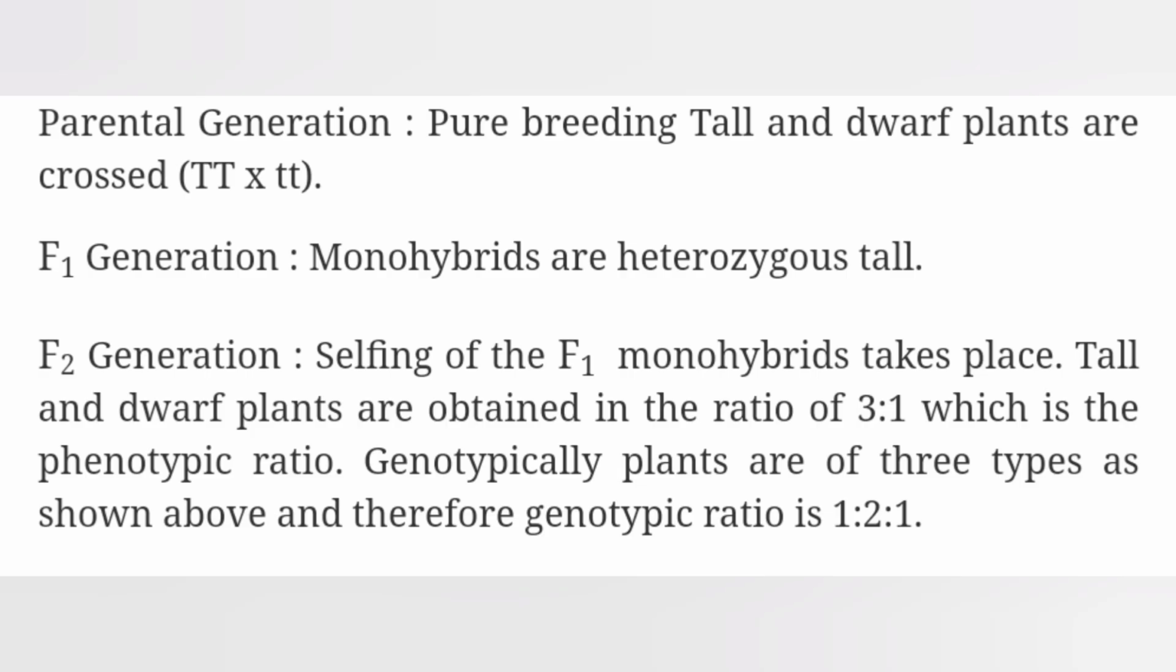Parental generation: pure breeding tall and dwarf plants are crossed, TT into tt. F1 generation: monohybrids are heterozygous tall. F2 generation: selfing of the F1 monohybrids takes place. Tall and dwarf plants are obtained in the ratio of 3:1, which is the phenotypic ratio. Genotypically, plants are of three types as shown above and therefore the genotypic ratio is 1:2:1.